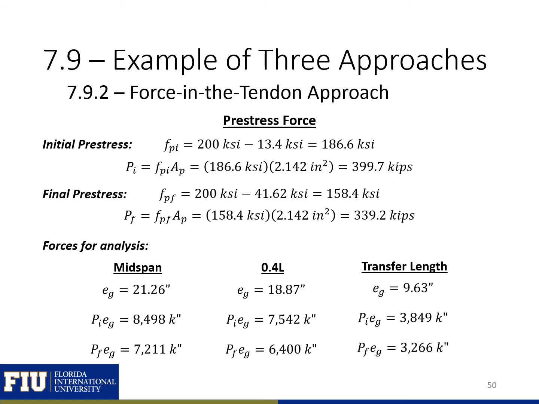For our stress calculations, we'll need to find our initial pre-stressing force after release or after transfer, and we'll also need to find our final pre-stressing force. For this, we just take our stress in the strand before transfer minus elastic shortening times our total area to get the force immediately after transfer. And for the final pre-stress, we take our stress before transfer minus our total pre-stress loss to get our stress in the strand after all losses, and take that stress times our area to get our final pre-stressing force.